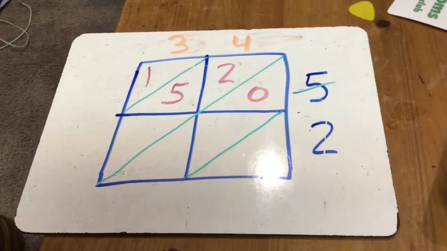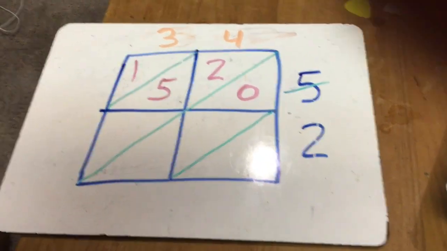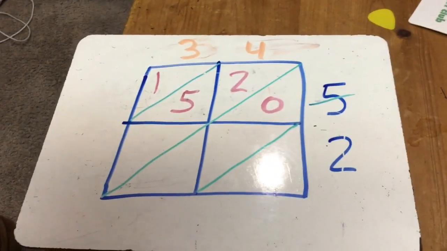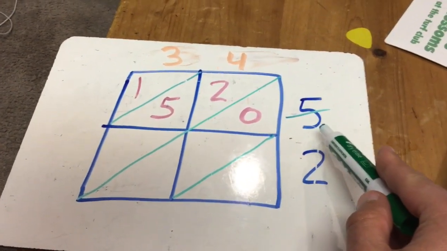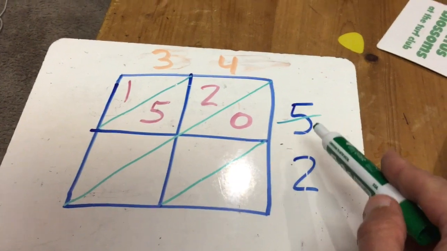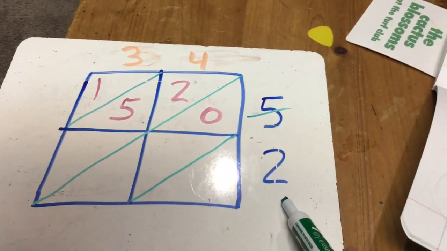At this point, make sure your board looks just like mine, okay? Because we want to have the same look so we can follow the same steps. Now I'm done with the 5. I just crossed that out to show I'm done. You don't need to do that, but you need to know this is the number I'm working with.